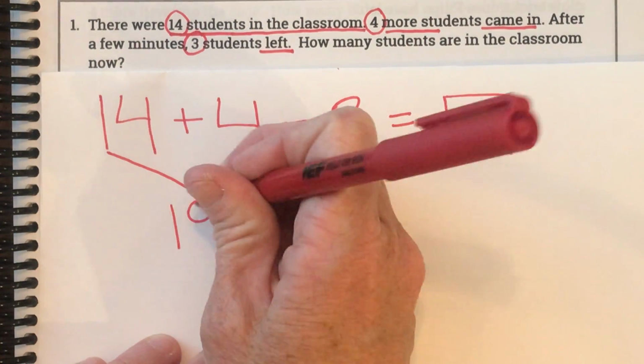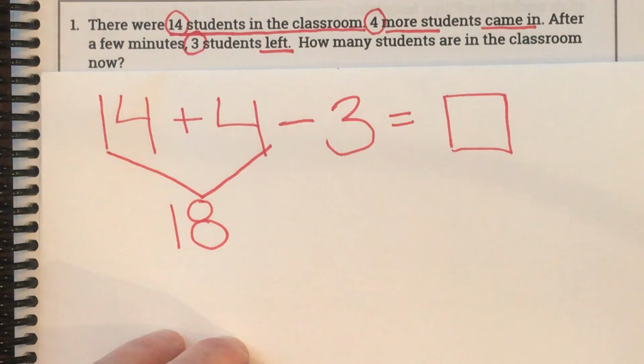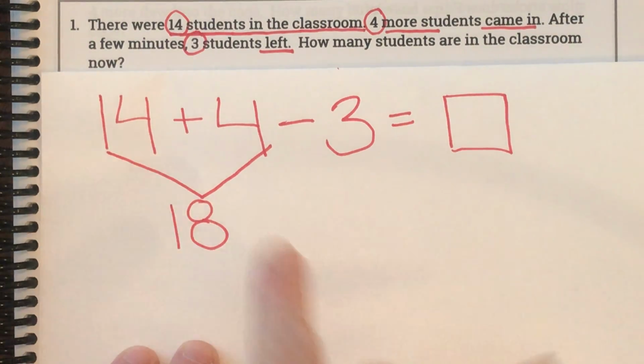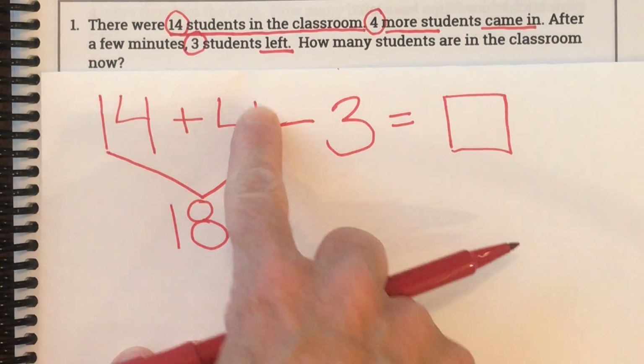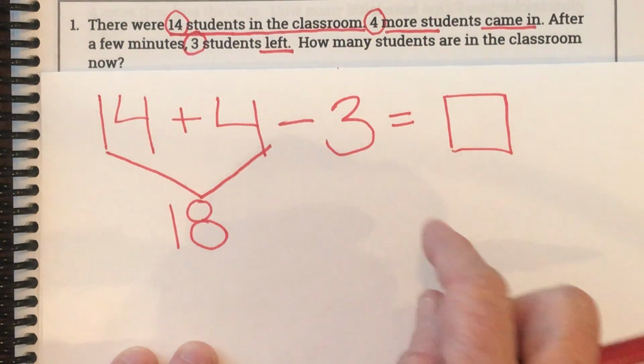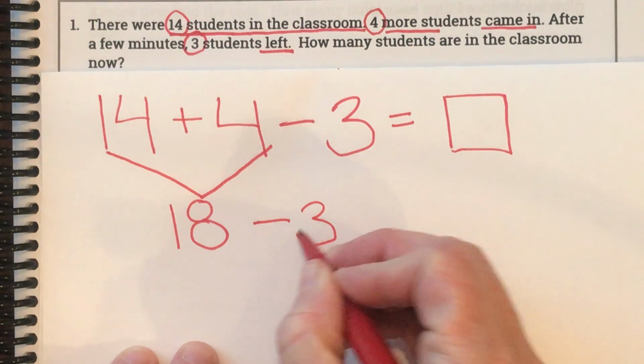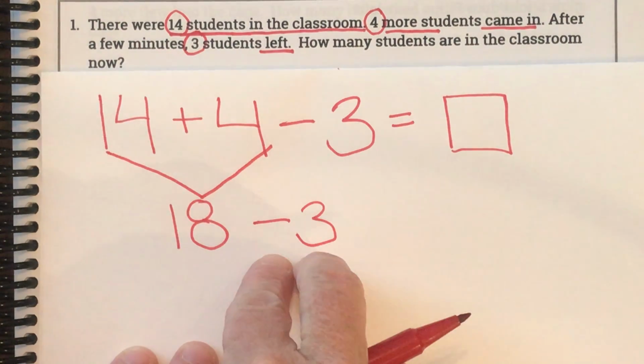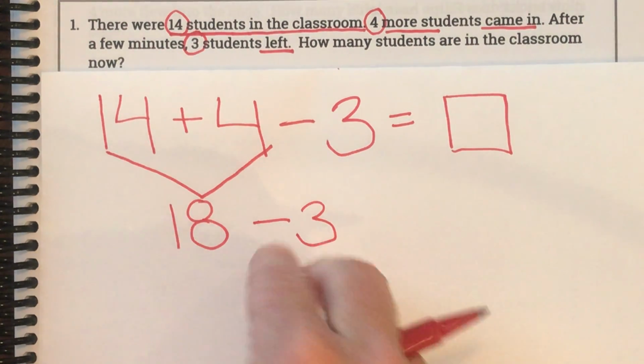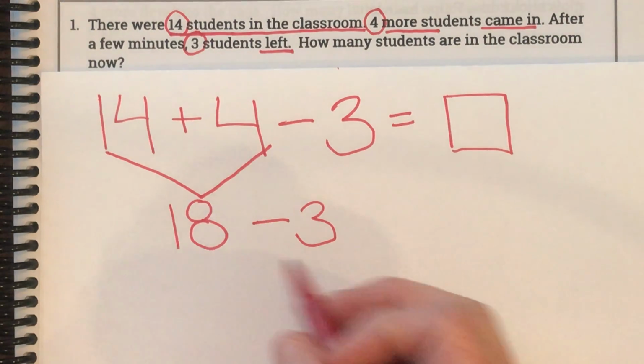Okay, so 18. 14 plus 4 is 18. But I only solved one step. I need to solve my other step. So I'm going to write this part down here. What I did is I just brought the rest of the problem down here. Okay, so now I'm going to solve my second step.